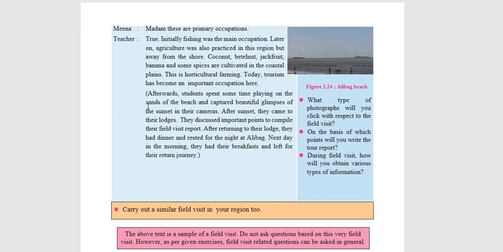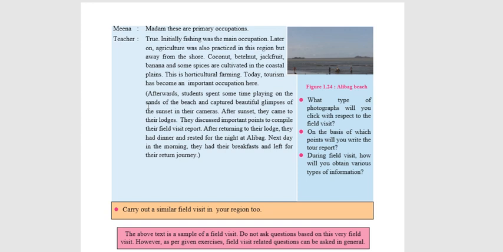This is horticultural farming. Horticulture is a branch of plant agriculture dealing with garden crops, generally fruits, vegetables, and ornamental plants. Today, tourism has become an important occupation here.